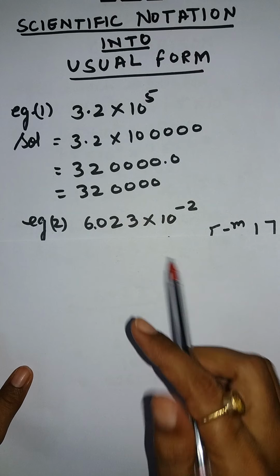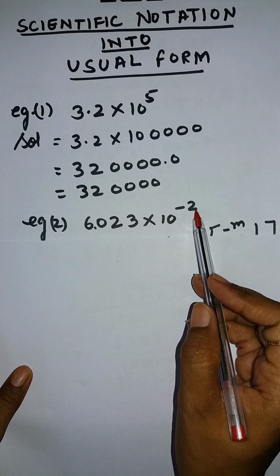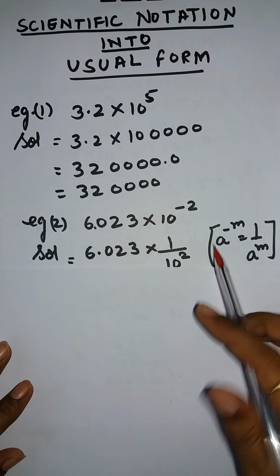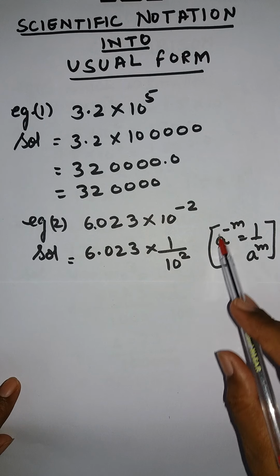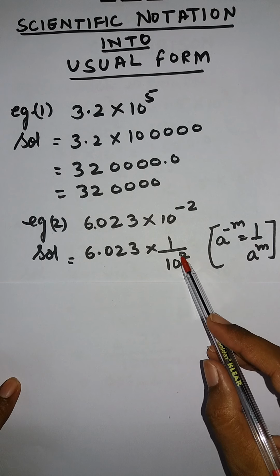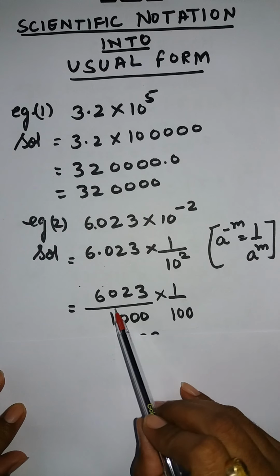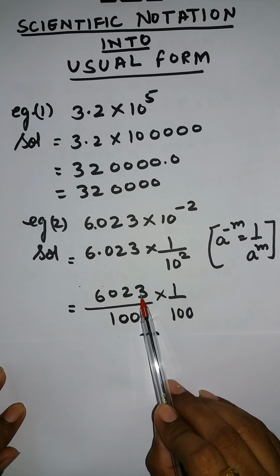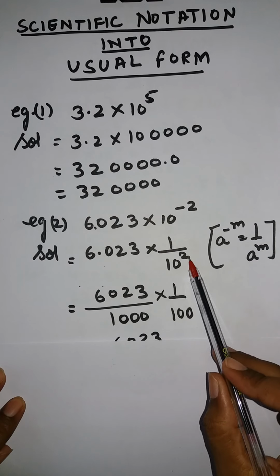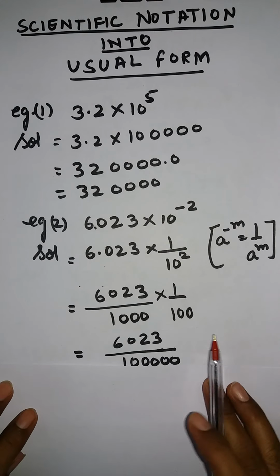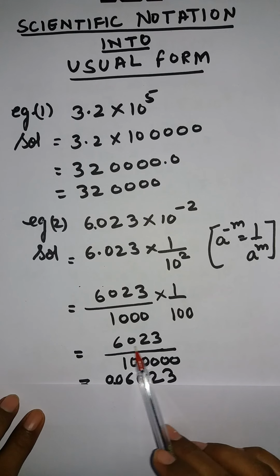Taking one more example, 6.023 into 10 raised to the power minus 2. We can write this 10 raised to the power minus 2 by using this law of exponent in this way. And then we rewrite the number 6023 upon 1000 into 1 upon 100. This can be written as 100. Numerators multiplied by numerator, denominator multiplied by the denominator, we get this number.